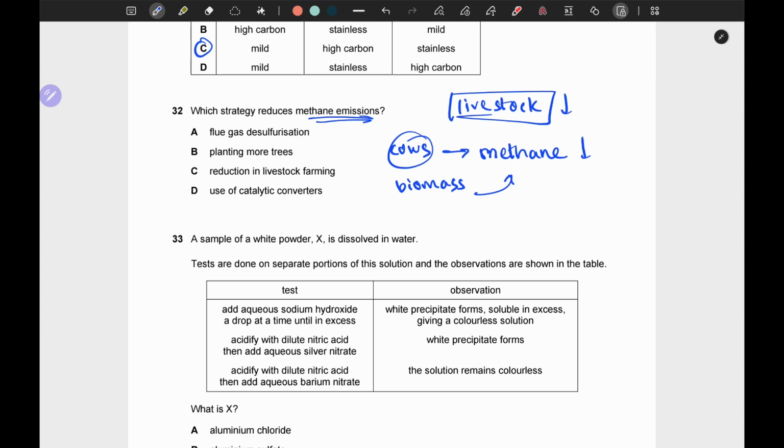So if you look at our options, C is reduction in livestock farming. So the answer should be C. Use of catalytic converters, planting more trees, and flue gas desulfurization are all preventive measures for other gases. So those don't work over here.